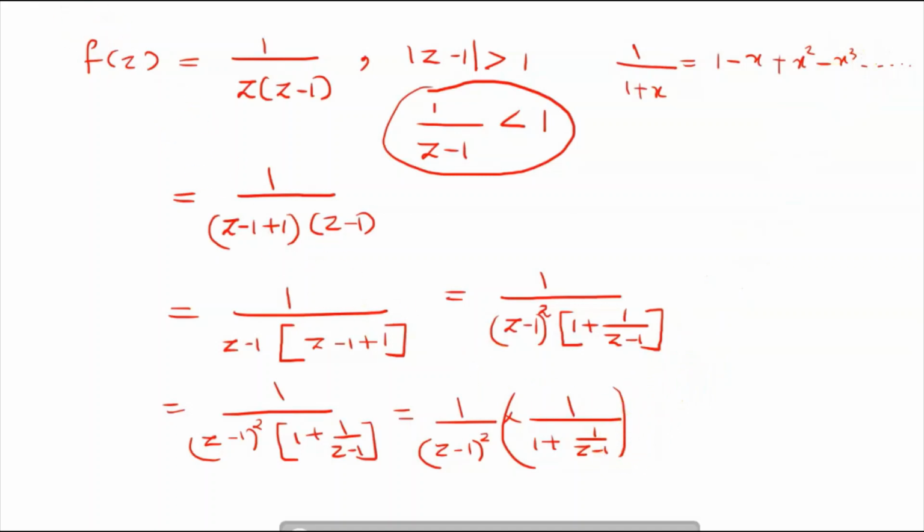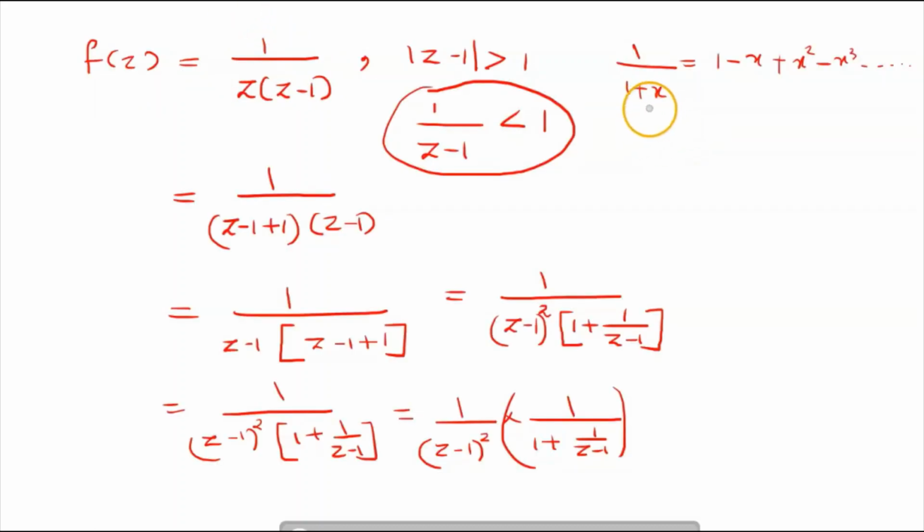So we can write it as 1 by (z minus 1) whole square into 1 by (1 plus 1 by z minus 1), taking the expansion, 1 minus 1 by z minus 1. Here this expression is valid for mod x less than 1. So we get 1 by mod z minus 1, sorry, mod z minus 1 is less than 1. So 1 by mod z minus 1 is less than 1. So we can use this expansion.